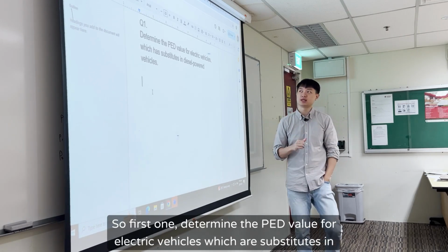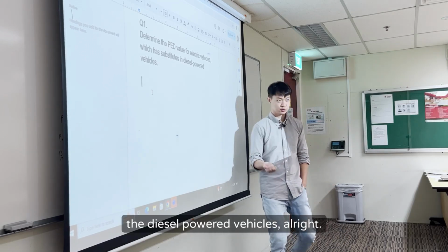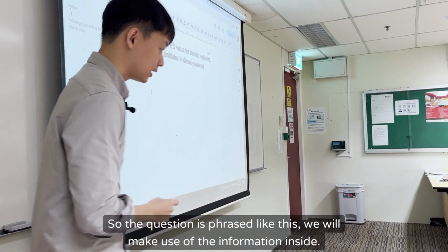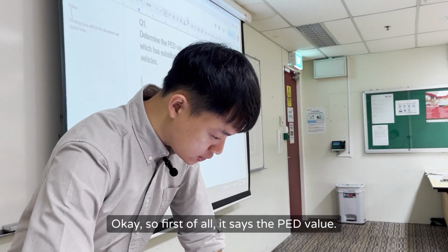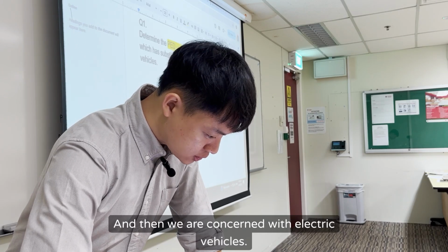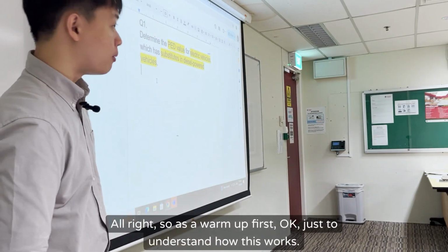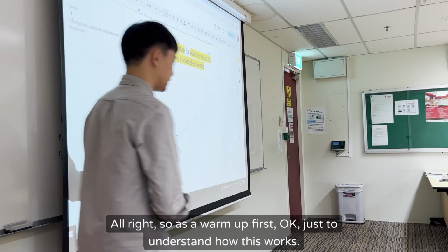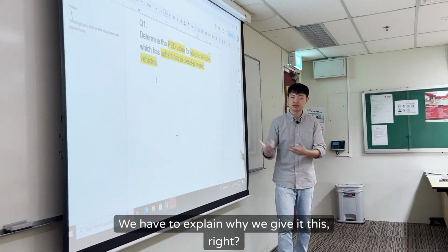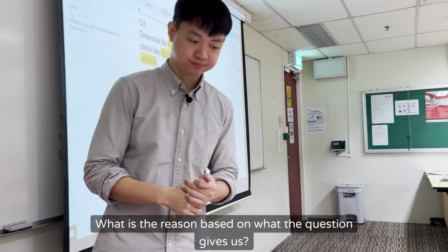So first one: determine the PED value for electric vehicles, which have substitutes in the diesel-powered vehicles. So the question is phrased like this. We will make use of the information inside. First of all, it says the PED value, and we are concerned with electric vehicles, and this will be the clue to answering the question. As a warm-up, just to understand how this works, we need to get the PED value. We have to explain why we give it this, what is the reason based on what the question gives us.